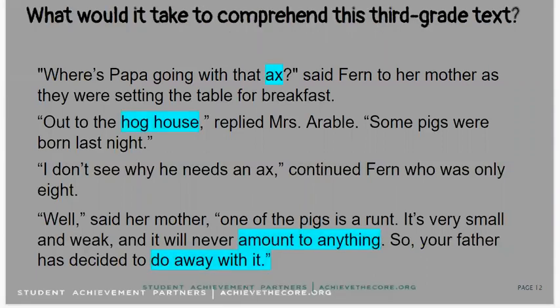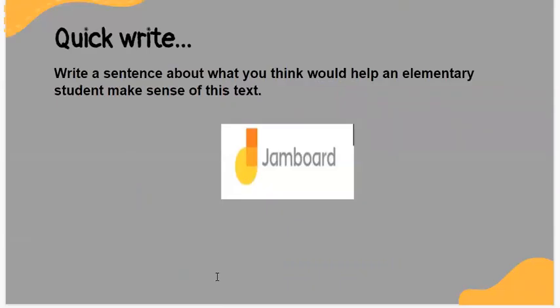So let's take a look at some of the vocabulary that students might not have access to. What are some of those things that they need to be able to comprehend? As you can see, we highlighted some of those words for you: axe, hog house, amount to anything, do away with it. Those are all things that students might not have access to or be able to relate to. So our job is to help students build that.